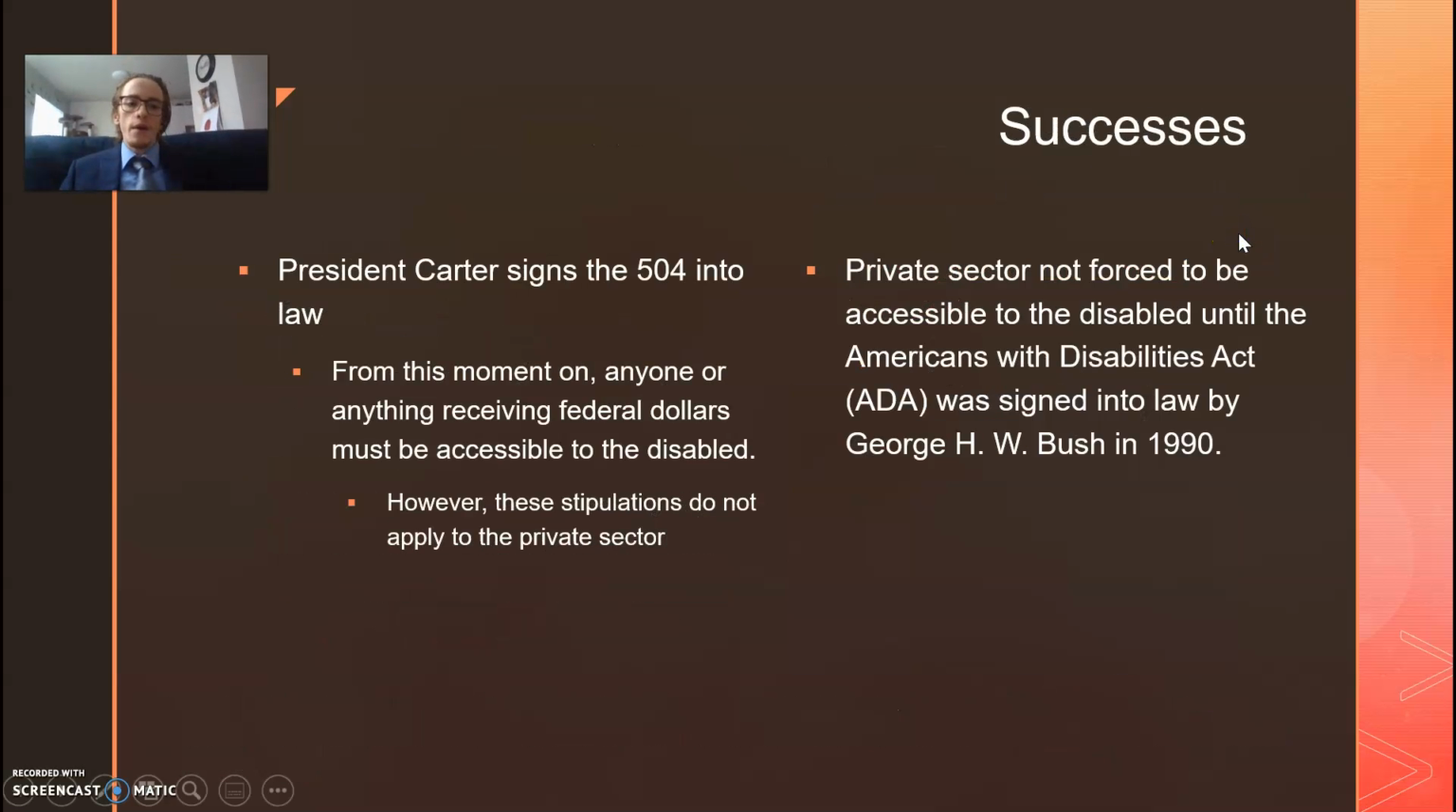Right here, we end the lecture part with these successes. President Carter signs the 504, of course, in 1977. And from that moment on, anyone or anything receiving federal dollars must be accessible to the disabled. However, these stipulations do not apply to the private sector, of course. That comes with the ADA, the Americans with Disabilities Act in 1990, signed by George H.W. Bush.